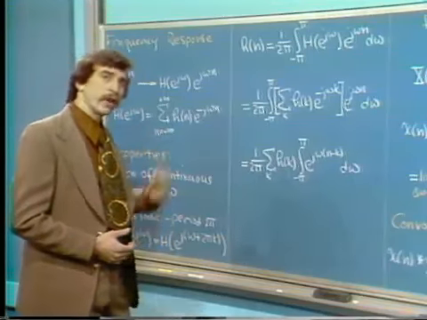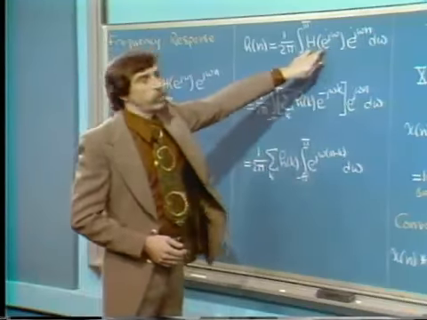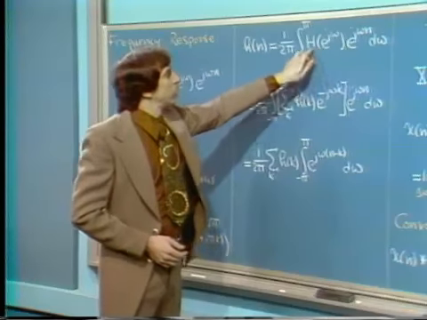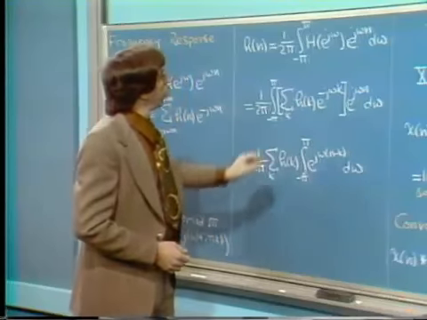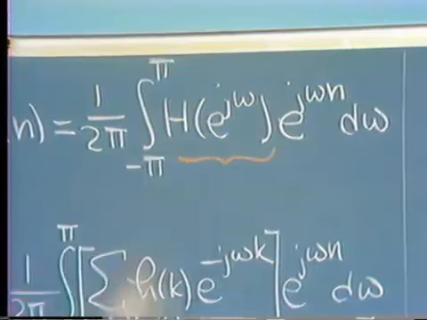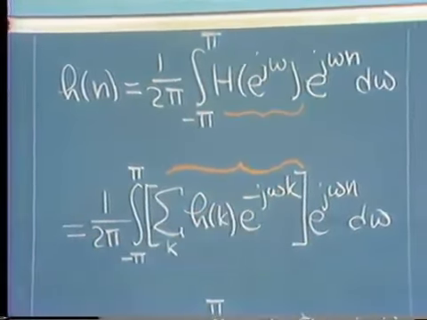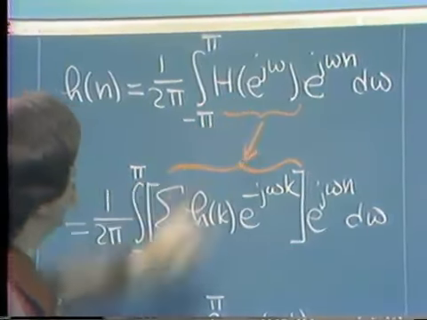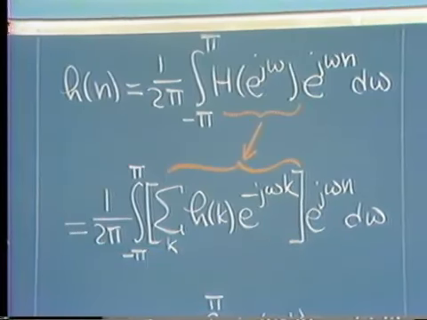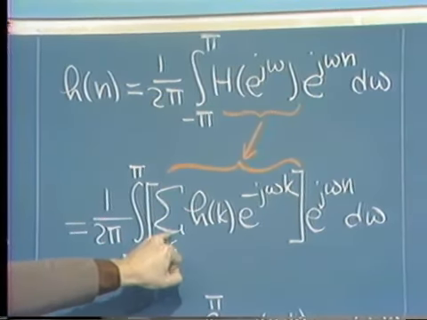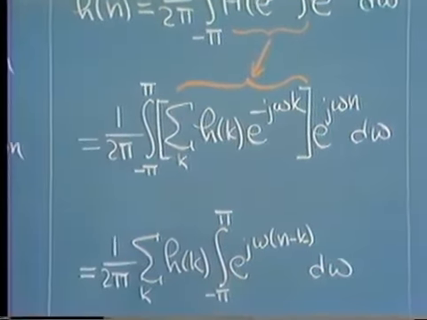We can in fact verify that this expression is valid simply by substituting into the integral the expression for h of e to the j omega. If we do that, the expression for h of e to the j omega is the sum of h of k e to the minus j omega k. Substituting in, the result is this integral. If we interchange the order of summation and integration, then the resulting expression is shown here.